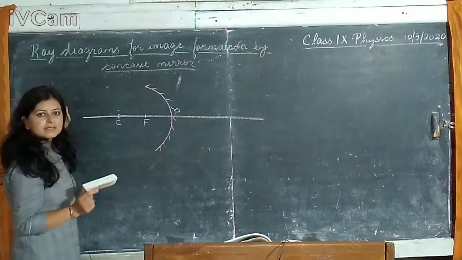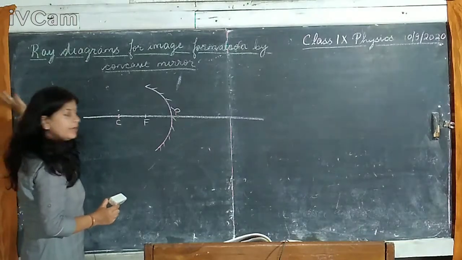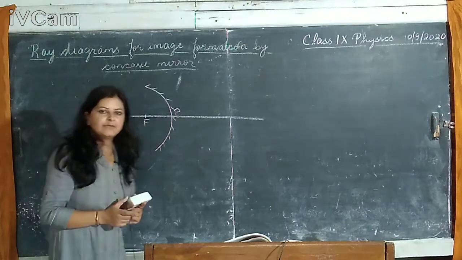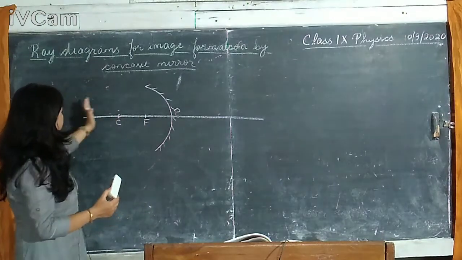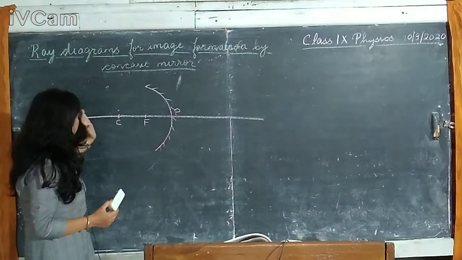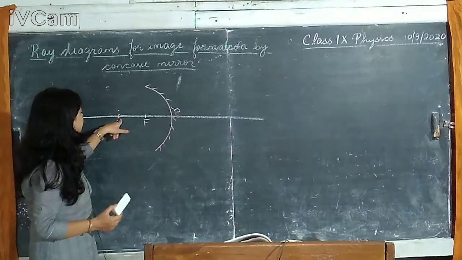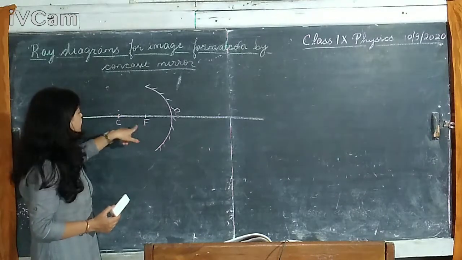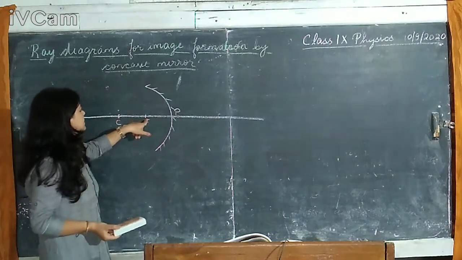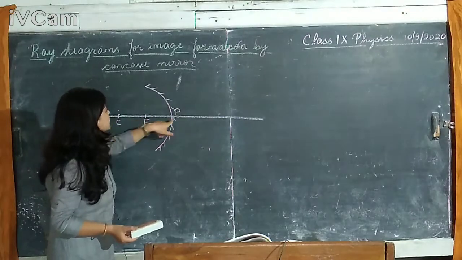So the first object to construct the ray diagram will be kept at infinity, and we will see how the images will be formed when the object is first at infinity. Then we'll slowly shift it to this side. That means second case, object will be here, that is beyond C. Okay, third case, object will be kept at C. Fourth case, object will be kept between C and F. Fifth case, the object will be kept at F, and in the last case, that is sixth case, we will be keeping the object very close to the mirror, that is between the focus and the pole.